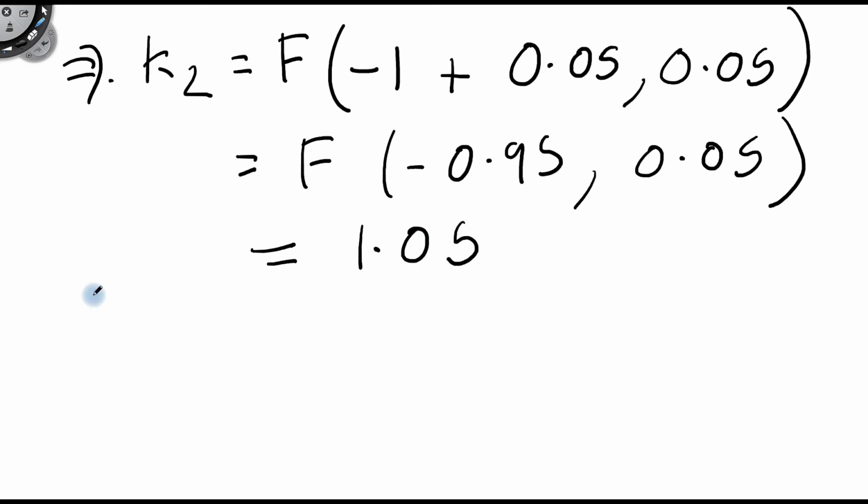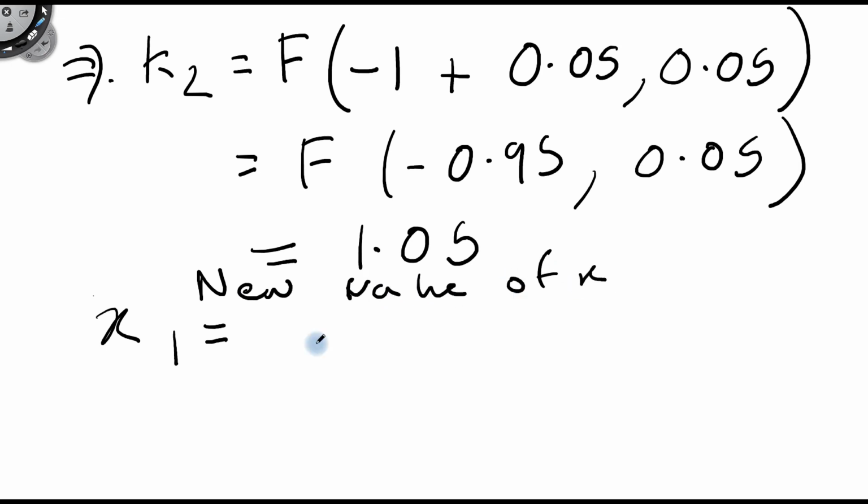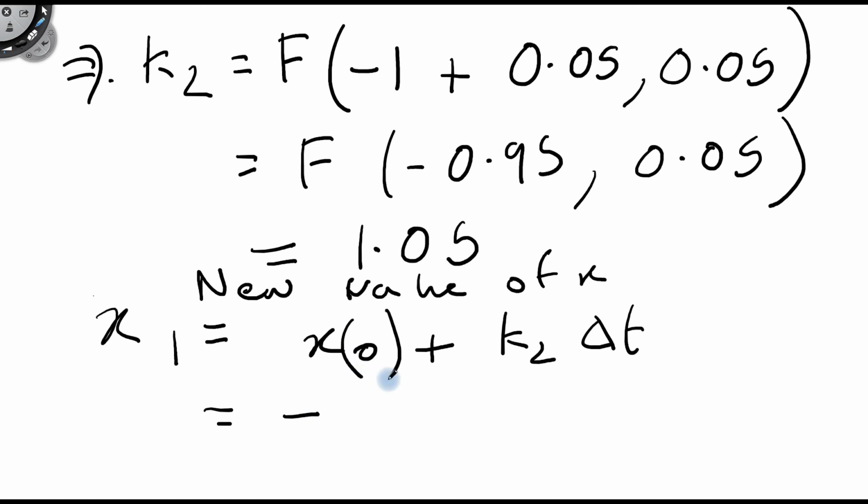Then we finish the calculation. The new value of x is the old one plus, in terms of the midpoint rule, K2 times delta t. So x0, remember, was the initial condition. I'm using the notation in the lecture notes of x sub 0, which is simply x at time 0.